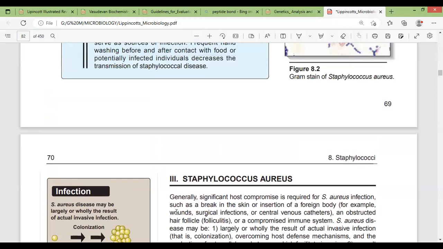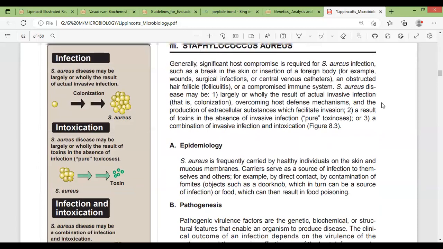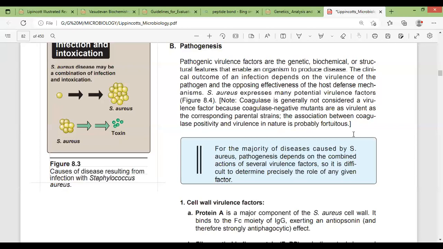I think I've already alluded to this. In the body, we'll see it implicated in things like infective endocarditis, when you're putting in valves or catheters, all of these things. Yeah, we remember colonization. So essentially, for epidemiology, we've already said it's there on our skin, right? Normally, it's just there on our skin.